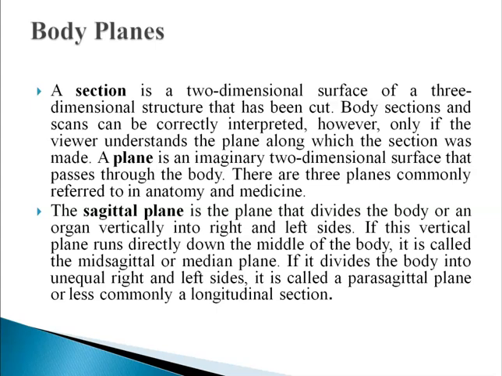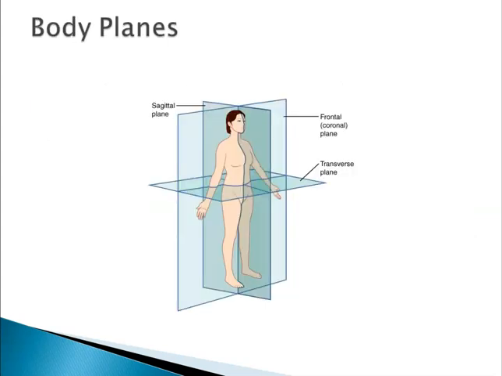If this vertical plane runs directly down the middle of the body, we call it either the mid-sagittal plane or the medial plane. Any plane which is parallel, on either side, right or left, to the mid-sagittal plane, we call a parasagittal plane, or less commonly a longitudinal section. So this is the center one, the mid-sagittal plane. This is the picture. Any plane parallel to the mid-sagittal plane, we call the parasagittal plane.